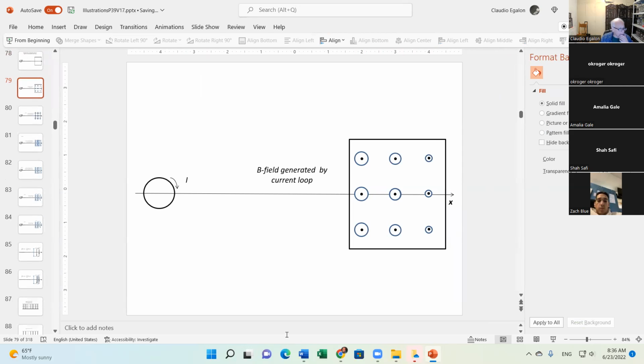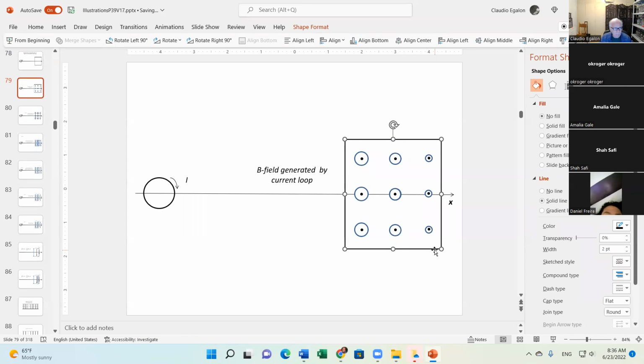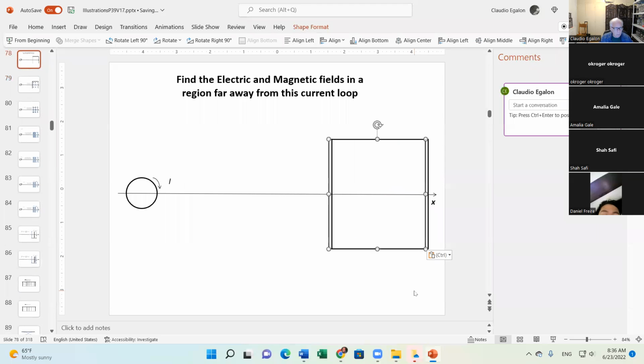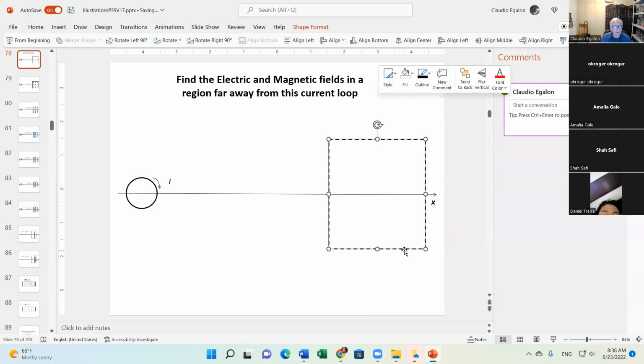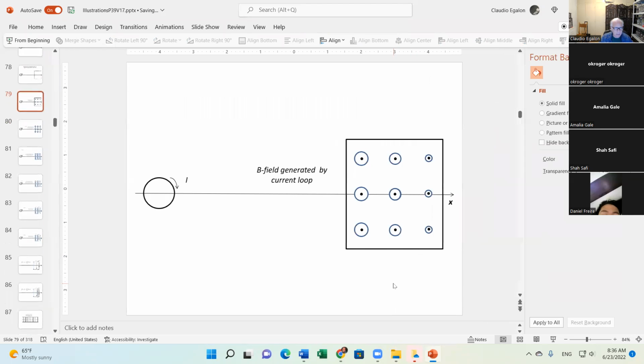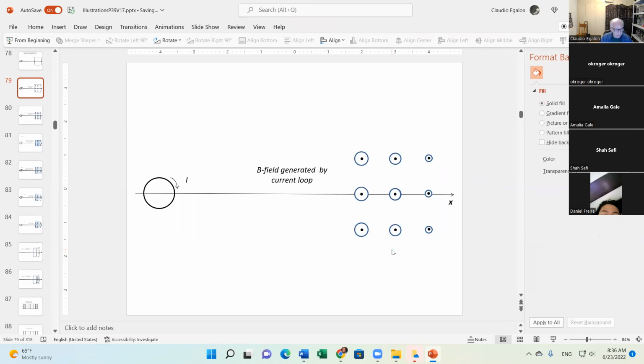Here's the x-axis. I'm doing just the one-dimensional case, but it's possible to do the three-dimensional case as well, although the three-dimensional case is for a more advanced course. I want my illustrations to be perfect. Find the electric field in a region far away. I'm going to even put dashed here, like that. Dashed. Find the magnetic.